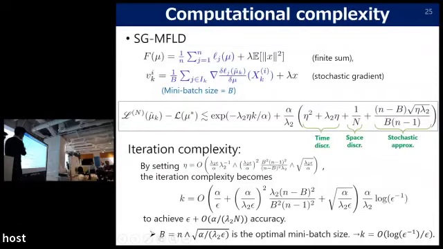This kind of theory can be used for further development of theories. For example, you can apply this result to analyze some statistical properties of the estimators optimized by this kind of mean field neural network. So if you want to do something like that, you can use this result. Okay, so this is the summary.